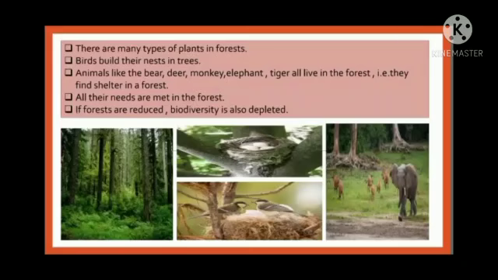The environment provides shelter to different kinds of living things. There are many types of plants in forests. Birds build their nests in trees. Animals like the bear, deer, monkey, elephant and tiger all live in the forest. They find shelter in a forest. All their needs are met in the forest. If forests are reduced, biodiversity is also depleted.